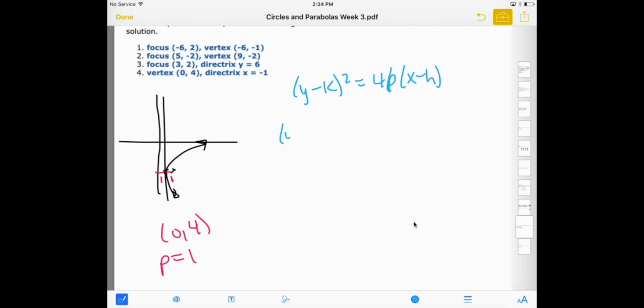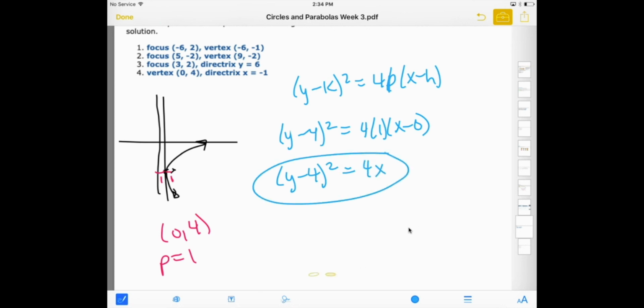So as I go ahead and plug in those numbers, I get (y minus 4) squared equals 4 times 1 times (x minus 0). And the (y minus 4) squared is just going to stay. x minus 0 is just x, so 4 times 1 times x is 4x, and that's my final answer.